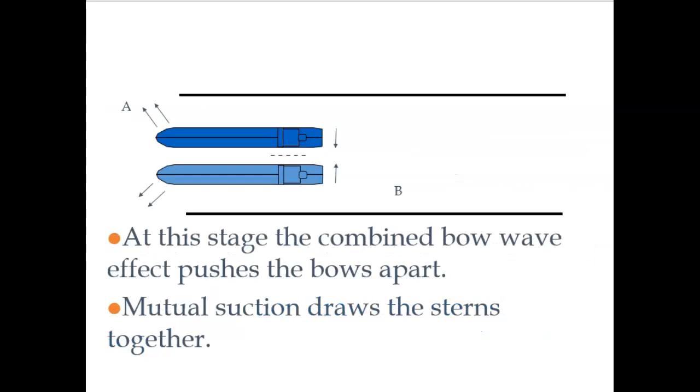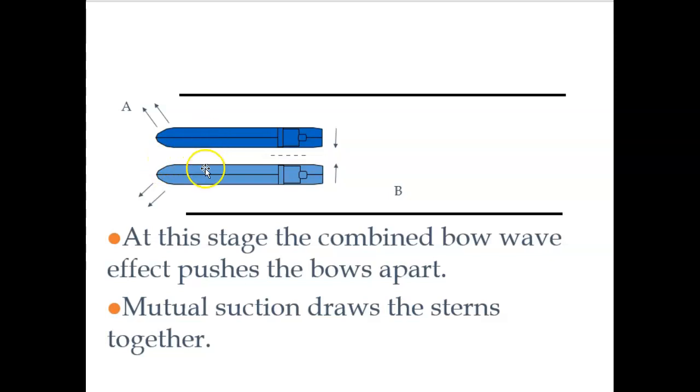Now let's get to this point here. This stage, the combined bow waves, the bow wave effect pushes both bows apart. You can imagine the bow wave combined here. You can almost visualize it. It wants to push both bows apart.